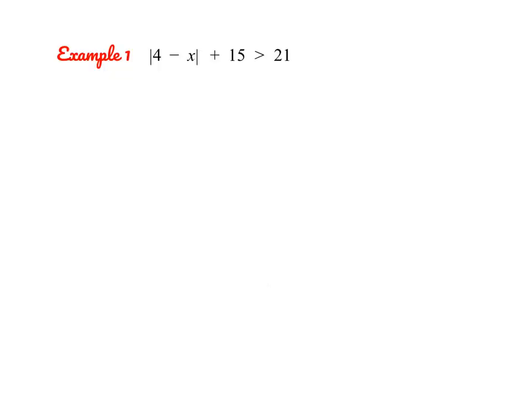All right, let's give this one a try together, and hopefully it'll make a little bit more sense once you see the process. So again, we're going to start by isolating our absolute value. So absolute value of 4 minus x is greater than 6. Here, since our absolute value is greater than 6, this is going to become an or inequality. So we're going to set up 2 separate inequalities, just like we do with the equations.